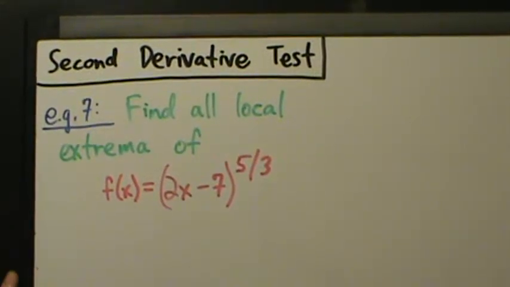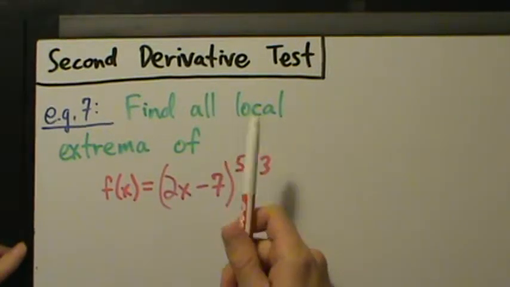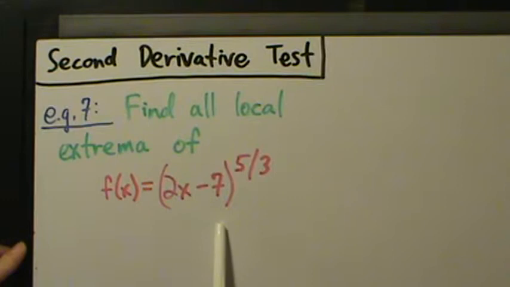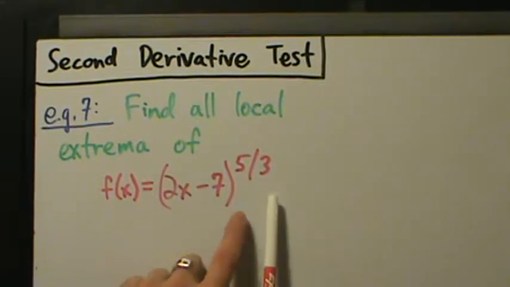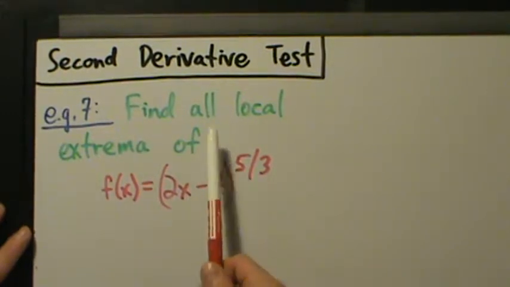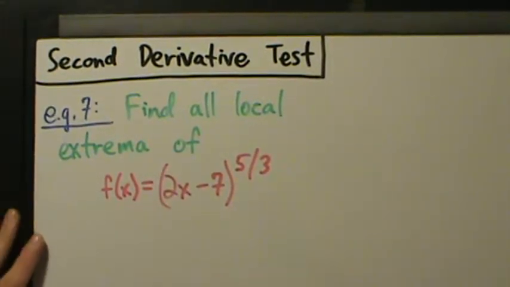Okay, so here's example 7 with the second derivative test. Slightly different instructions from the first 6 examples. What we want to do is find all the local extrema of f of x equals 2x minus 7 to the 5/3. In the first 6 examples, we just wanted to find out where the extrema occurred, but now we're asking to find all the local extrema. So that means where and what.